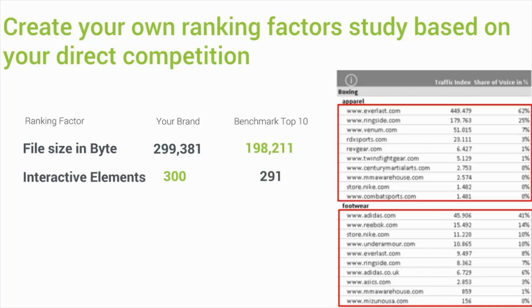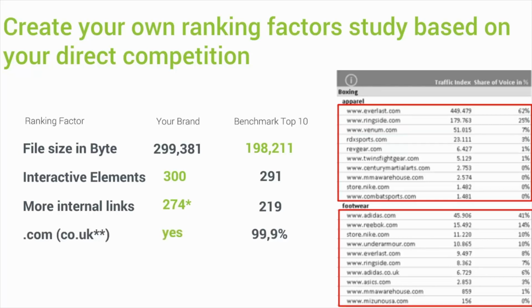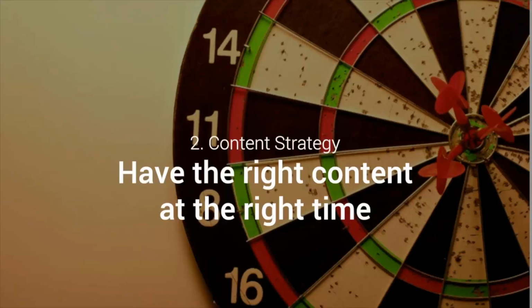Interactive elements: the benchmark top 10 has 291 interactive elements, while on average a website has 300. There are also more internal links on your site, 274, whereas the top 10 average has 219. So you can compare your top 10 competitors on specific technical aspects of a website with yours, which gives you a competitive advantage. If you just improve the things which are important for ranking, then you will succeed when it comes to ranking. Let's jump to the content strategy.